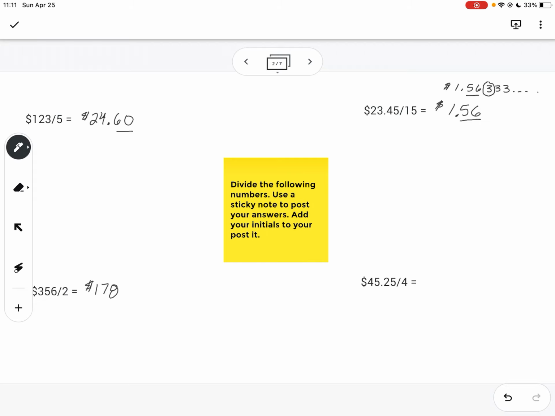My last division question here is 4525 divided by 4, which gives me $11.31. Again, the real number that I got on my calculator was $11.3125. This number right here is less than 5, so my 1 is going to stay the same.